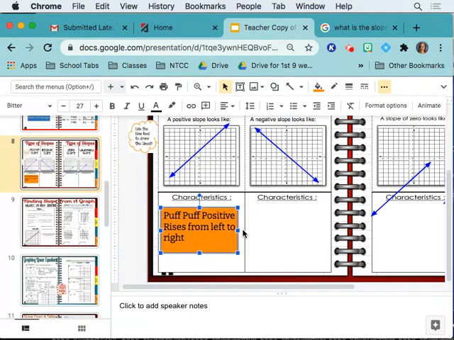Okay, so rises from left to right is our positive. All right, let's do our negative slope.